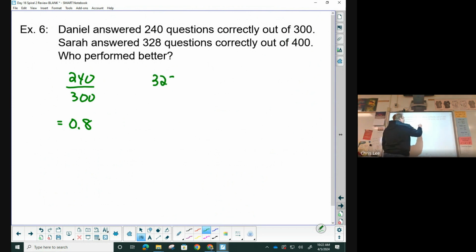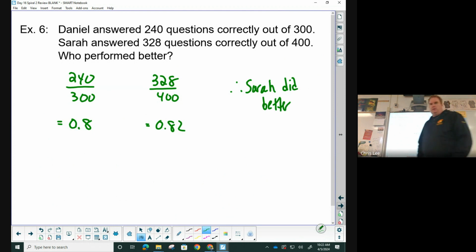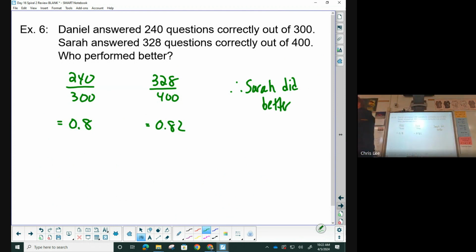Sarah got 328 over 400, which is 0.82. Times 100 equals 82. So who did better? Sarah. So satisfying. Okay, so some nice unit rate stuff, just some simple proportion that we've done before.